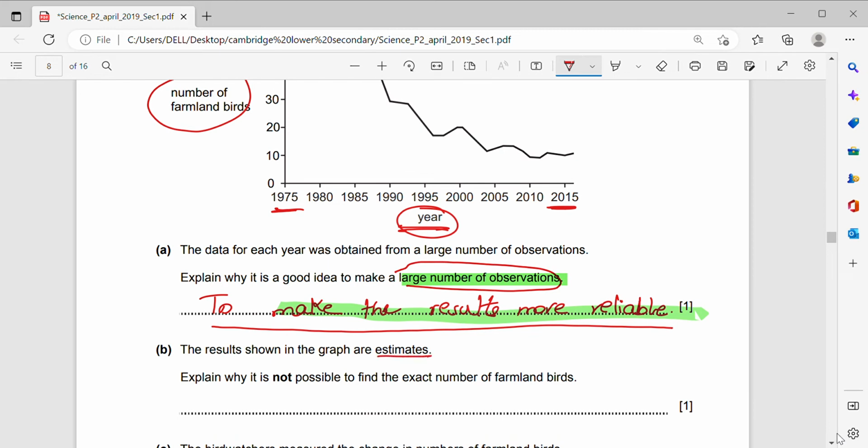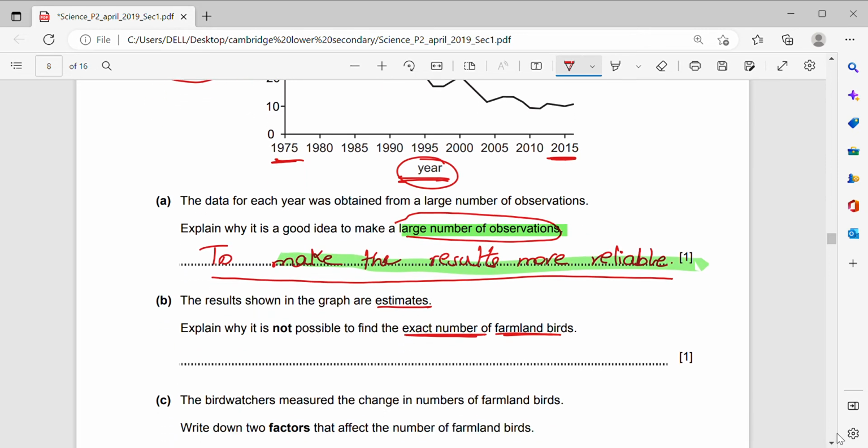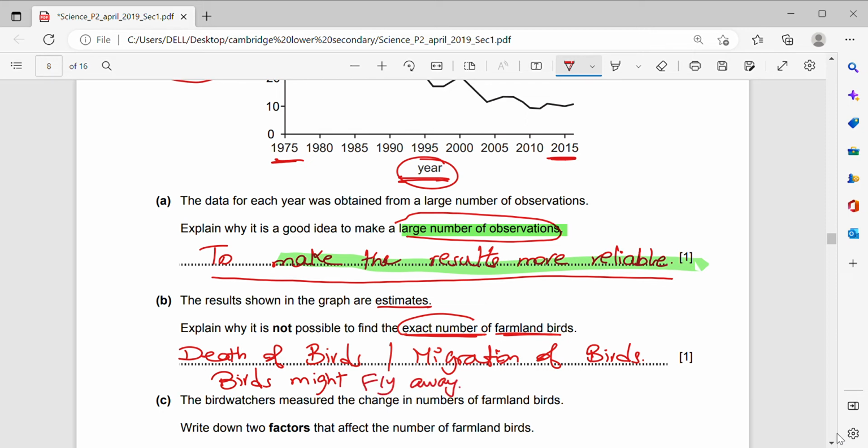ليه estimates? Explain why it's not possible to find the exact number of farmland birds. دي estimation بالتقريب. ليه I don't know the exact number of farmland birds؟ علشان في many factors بتأثر على results بتاعتي، منها يحصل مثلا death of the birds. صح؟ ممكن يحصل migration of birds. ده هيأثر على numbers بتاعي. ممكن ايه تاني؟ they might fly away. يبقى that's why these are just estimates.